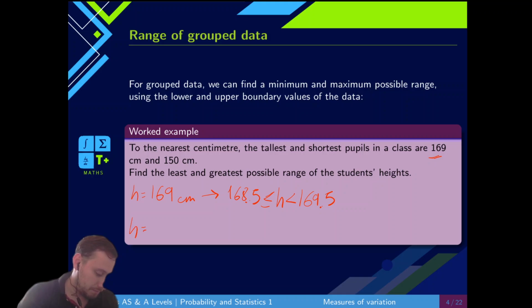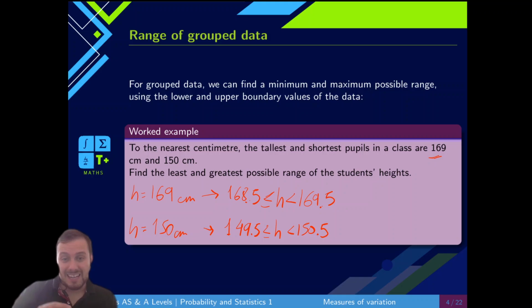Same thing would happen with 150 centimeters. The height would actually be between 149.5, including it, up to but not including 150.5. Because again, these are the range of values that will be rounded to 150. So as these are the values that could be rounded to 150, then we can have many possible ranges, right? You can say, okay, 169 minus 150, and that's it. You get 19.